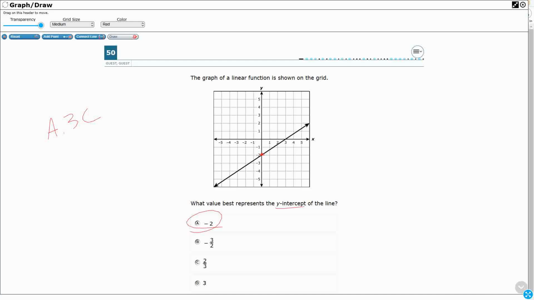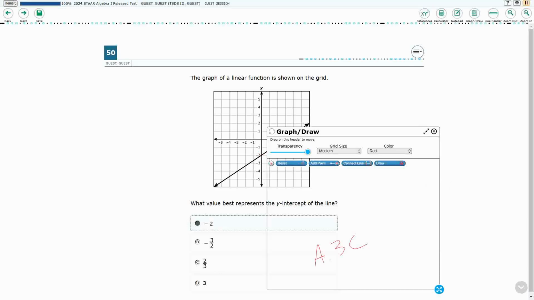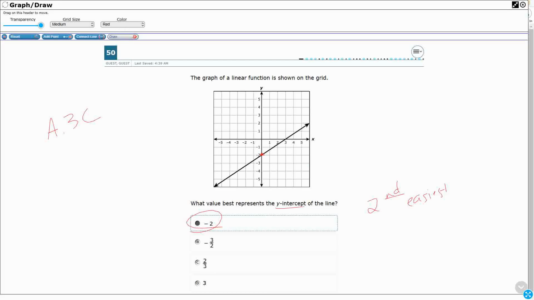Well, technically you could, because this wasn't the easiest item on the test. This was the second easiest item on the test. Our answer is A, -2. That is the y-intercept. There's not much thinking. It's just recognition there. 78% of our students were able to get that.